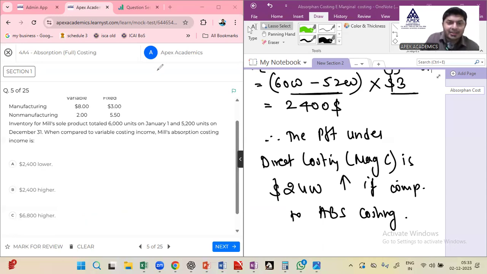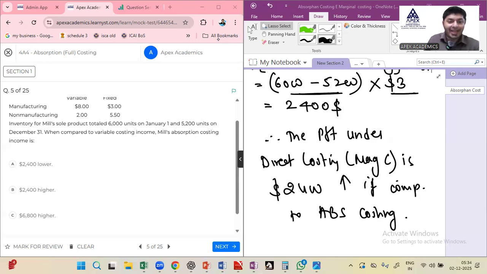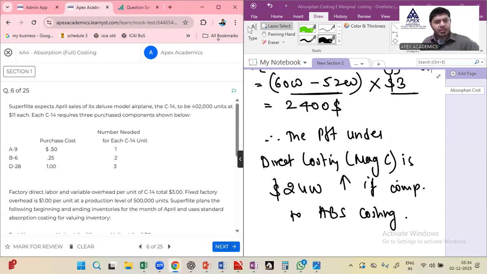You have to understand that it is closing stock minus opening stock, or opening stock minus closing stock, however is the case, that you have to multiply by your fixed manufacturing overheads. Therefore, your absorption costing here is showing you a lower profit of 2,400. Right? 2,400 higher is wrong. This is given to confuse you. The other options you should not even be looking at from the perspective of your US CMA exams. So your answer for question number 5 is option number A. Let's go to the next question, question number 6.